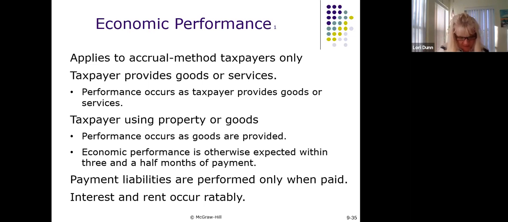So example 9-23. May 1st, Rick paid $7,200 in advance to rent his shop for 12 months. What amount may Rick deduct for rent in 2020, assuming he's the accrual method? You take $600 times the 8 months he used it, and he could deduct the $4,800.